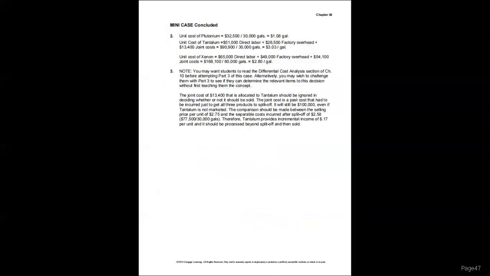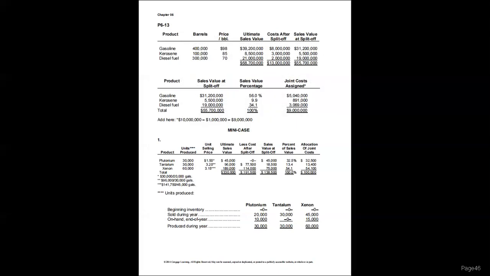Okay, the last problem here is the mini case. In the mini case, we are required to calculate the allocation of joint cost, calculate the total cost per unit of each product. 3.